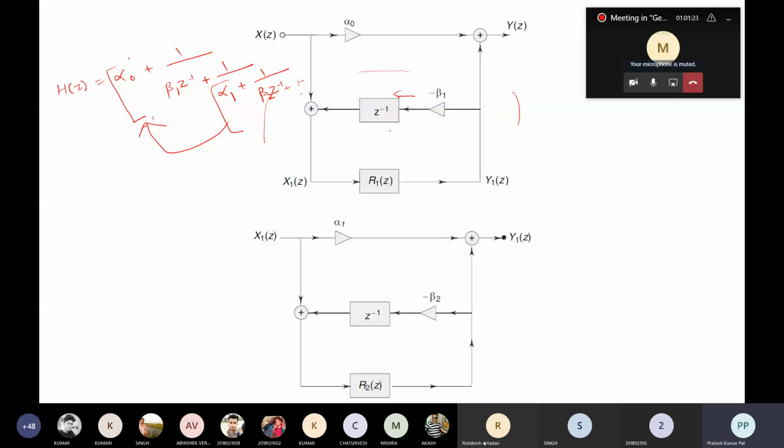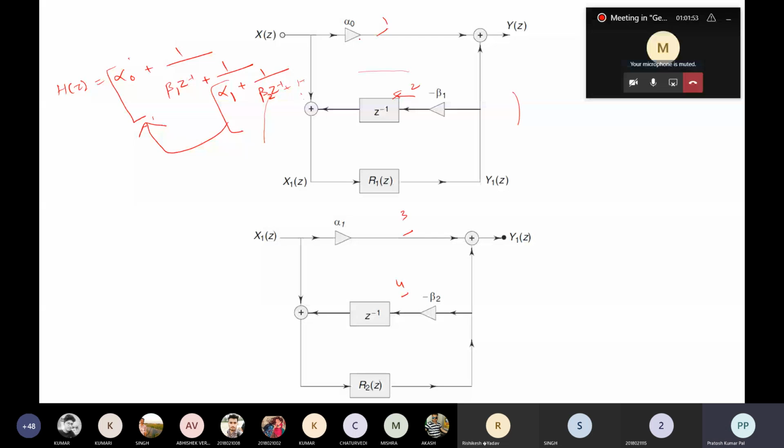Once we realize it, this will be repeated, with this term x1 of z and y of z. Similarly, it will be represented as alpha 1 and minus beta 2. Similar to alpha naught and minus beta 1, this r1 of z will be represented as alpha 1 and minus beta 2, and so on. So it is like a ladder structure. One is this term, the second term is there, then this is the third term, this is the fourth term.